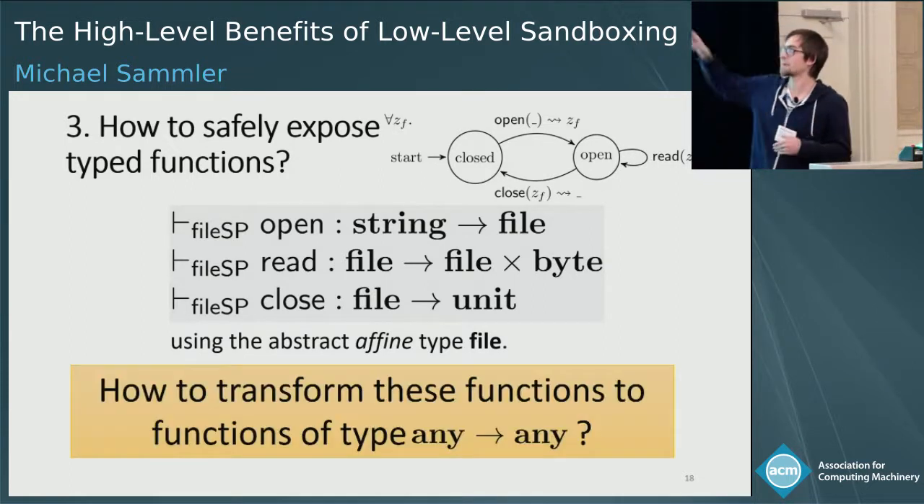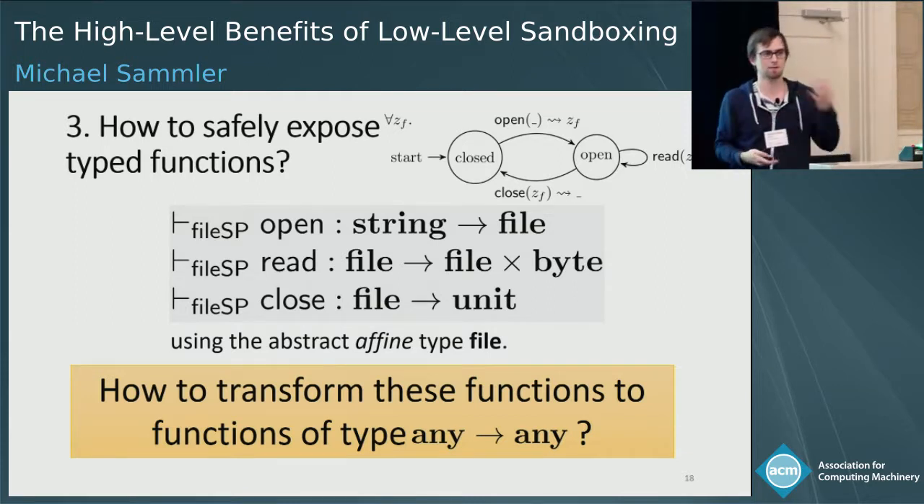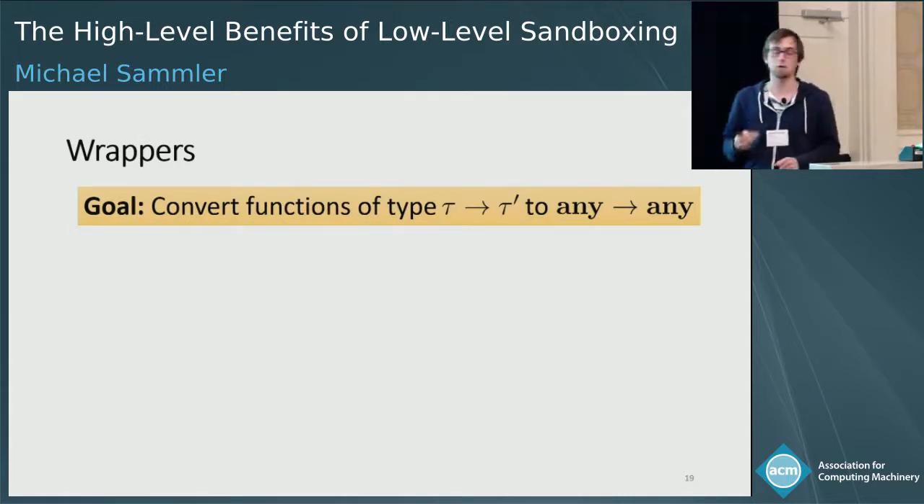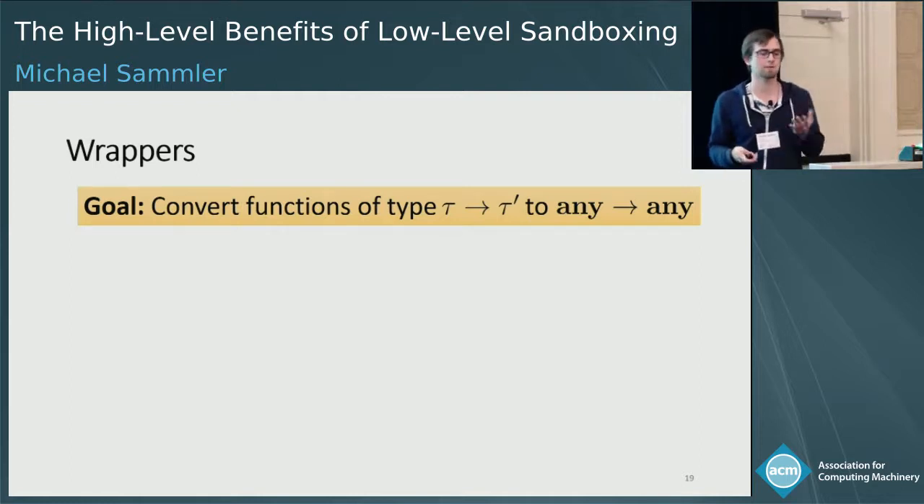So the question is, we have these functions that use informative types. How can we transform them to functions of type any to any such that we can safely expose them? And to do this, we use wrapping. So our goal is we want to convert functions which use informative types tau and tau prime to a function of type any to any.